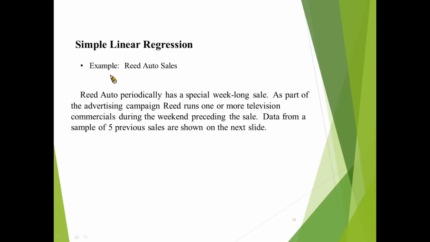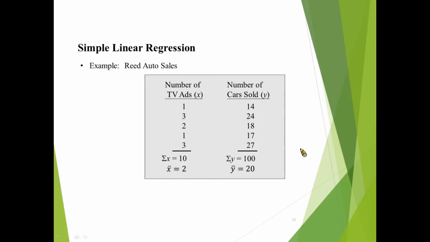Okay, so in here we will do the practice. The Auto Predictor has a special week-long sale, and the advertising campaign runs one or more television commercials during the weekend preceding the sale. Data from a sample of 5 previous sales are shown on the next slide. So there is one independent variable, the number of TV ads, and the number of car sales.